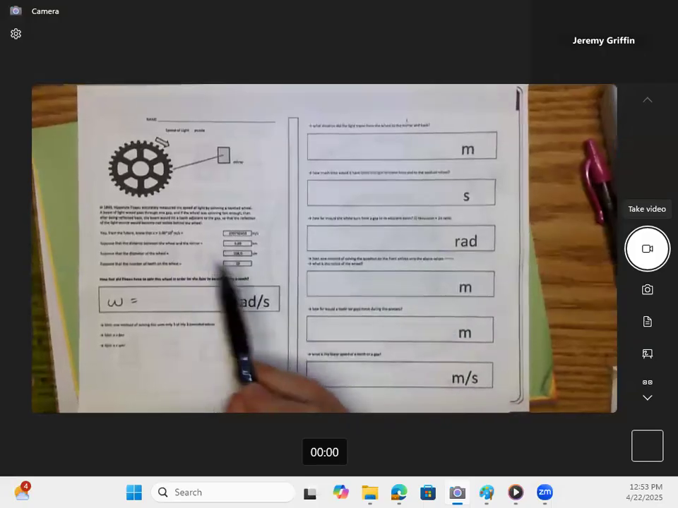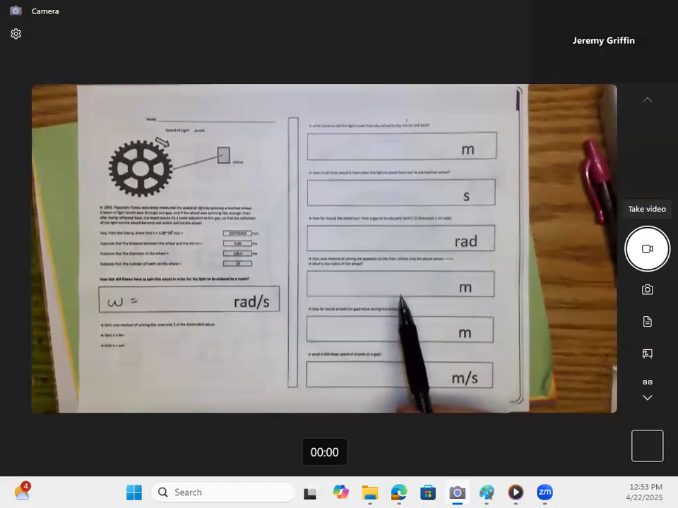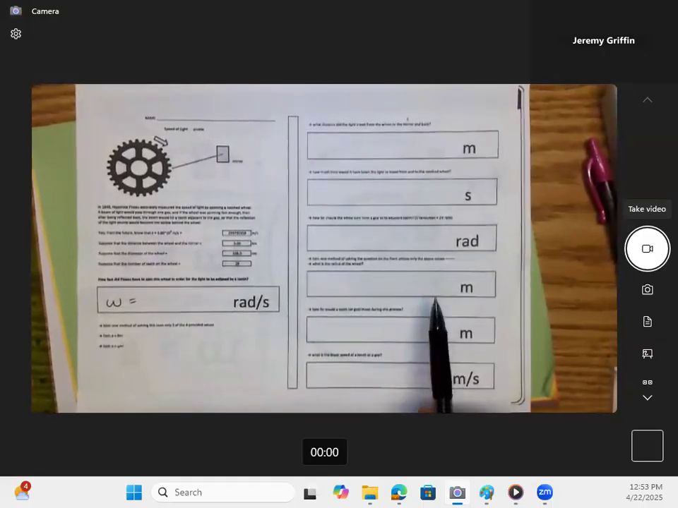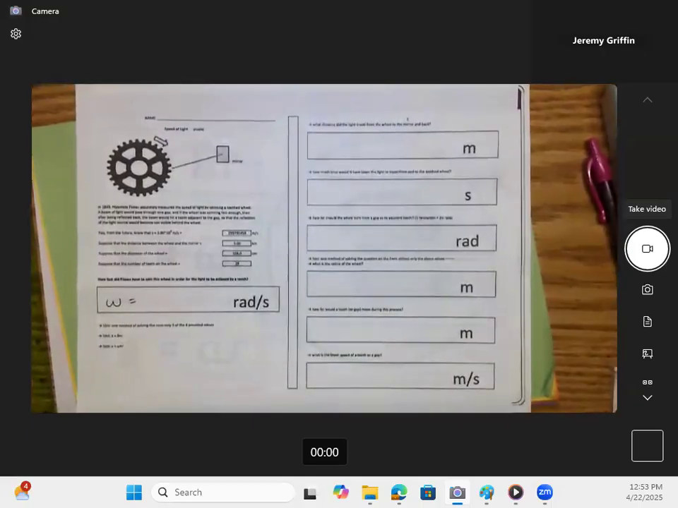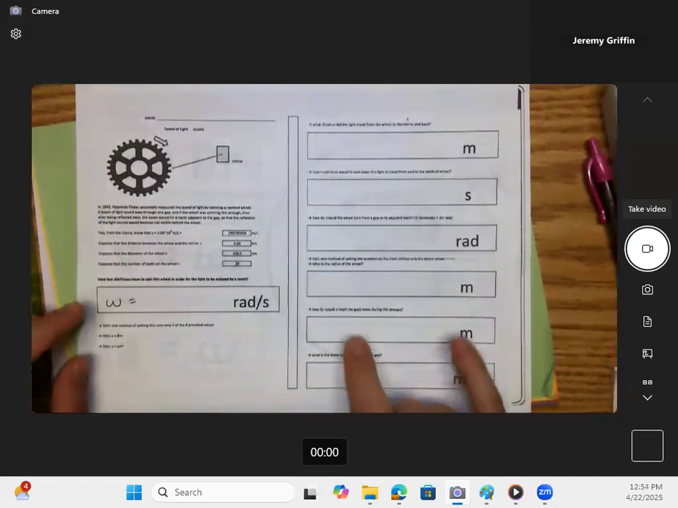How about order of magnitude? Guys, look at the size of your wheel. Everybody has different size wheels. What sounds more reasonable for the number of meters for radius? What if you get 0.14? Or what if you get 14? Or what if you get 14,000? Which of those sounds the most reasonable? Maybe 0.14, something like that. Again, it's different for everybody, but just think about order of magnitude.